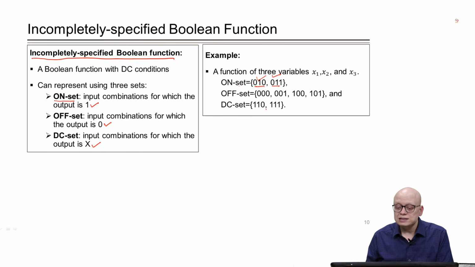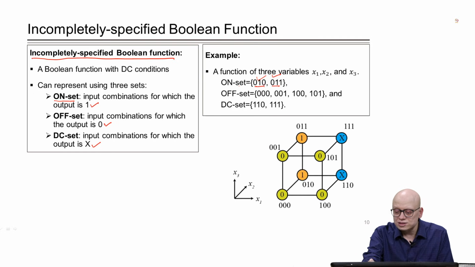So, we can represent this function also in a hypercube, right. We say that for 010 and 011 we write the output as 1, for 000, 001, 100 and 101 we write the output as 0, and for 110 and 111 we write x, right. So, we represent an incompletely specified Boolean function also in a hypercube representation.